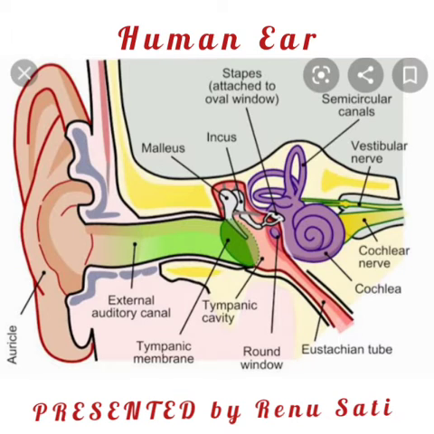Human ear. The ears perform two sensory functions: hearing and maintenance of body balance. Anatomically, the ear can be divided into three major sections called the outer ear, the middle ear, and the inner ear. The outer ear consists of the pinna and external auditory meatus or the canal.